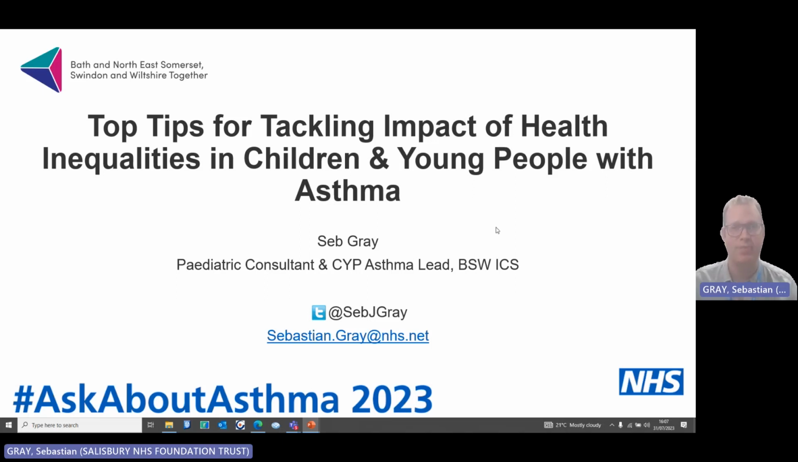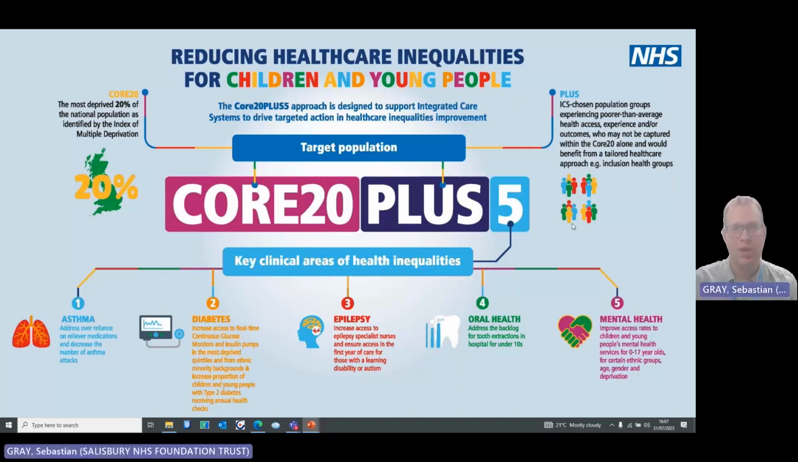So the Core20PLUS5 focuses on the most deprived 20% of the population, and this is the children's and young people's version, because we know there are health inequalities. And I was delighted to see that asthma was included, not just included, but number one.